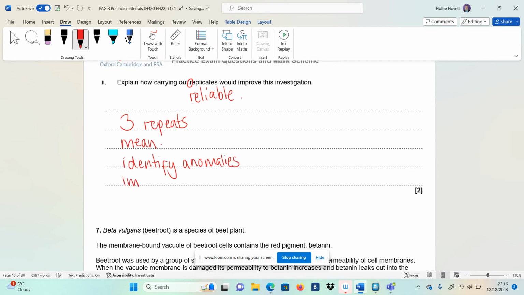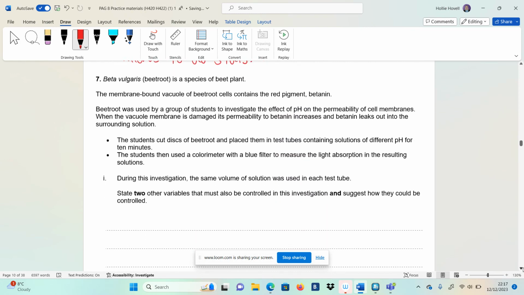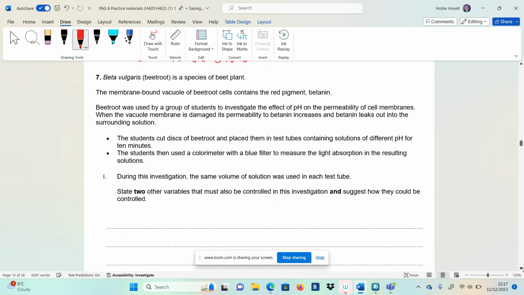Okay, it improves repeatability. If you do it, it's repeatable. If someone else does a different experiment and gets the same results, it's reproducible. So this, when you do it, it's repeatable. Okay, repeatability. Okay, and allows you to do statistics. That is always going to be the same list. All right, so just learn that. Don't start thinking that different words mean the same thing. Okay, those words that I've used are very specific and you need to use those exact words. Things like accurate, precise, valid, etc. have got nothing to do with it.